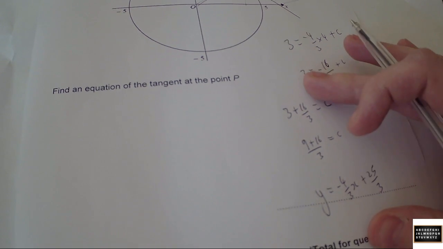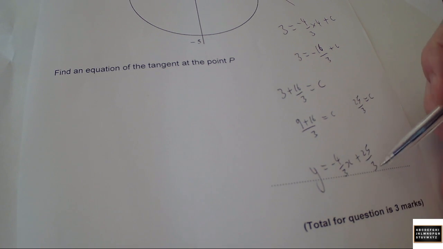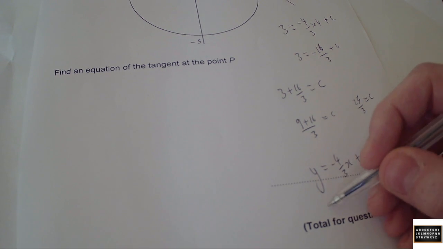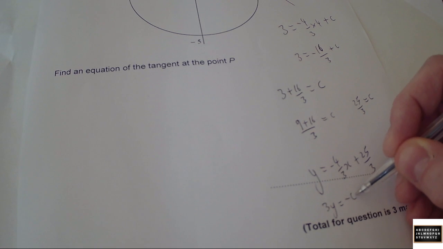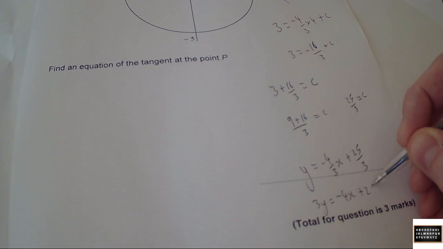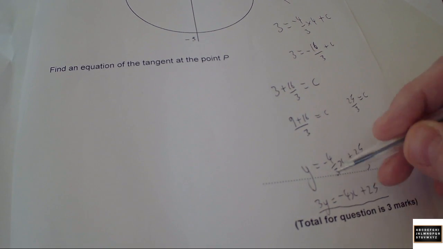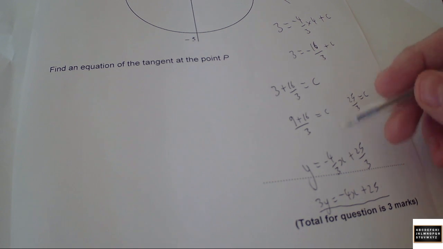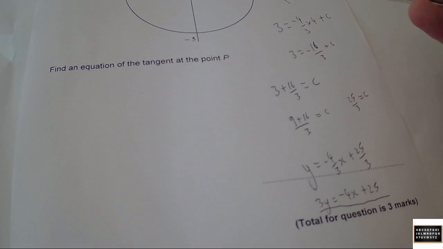Sometimes you get asked for the answer in a form y equals something x plus something. You can multiply by 3 here to get it into a slightly different form. Depends on the question. Either is acceptable in this instance, but it just depends on the question and what they're asking you to do. So general principles again.